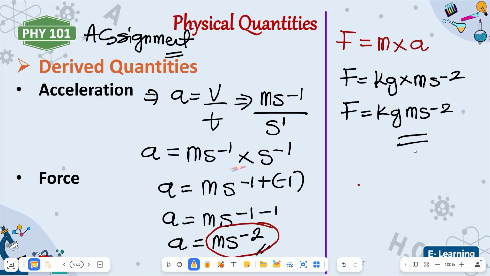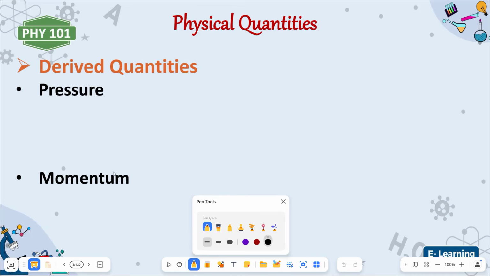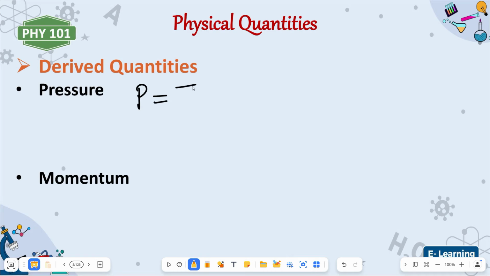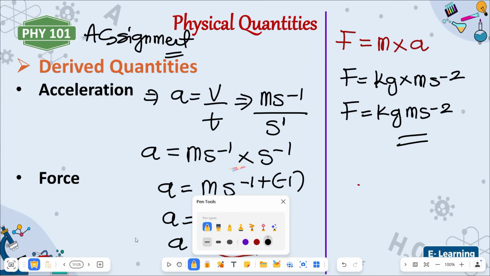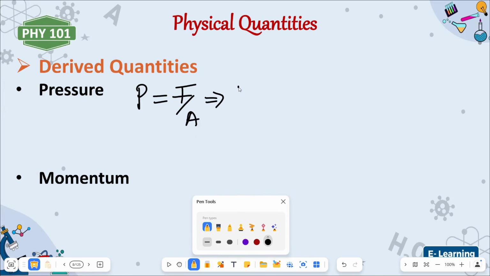All right. So that's the first thing you need to look at. So you see how we are building upon each of them one after the other. All right. Now the next one is pressure. Now, my dear student, what is pressure? Pressure is force over area. What is our SI unit for force here? Kg meter per second square. So pressure will be kg meter per second square, which is force, divided by meter square.